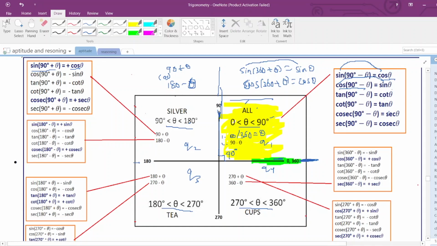Same way, where do the positive sign and negative sign come from? See, in the second quadrant, "silver": just take the first letter only, S, okay. Only for sine itself it is positive, remaining all are negative.